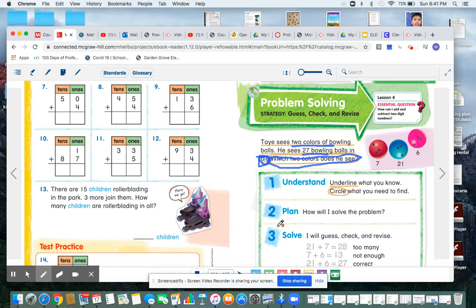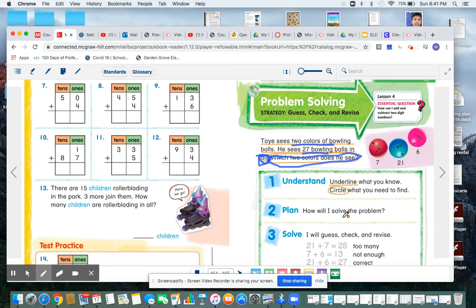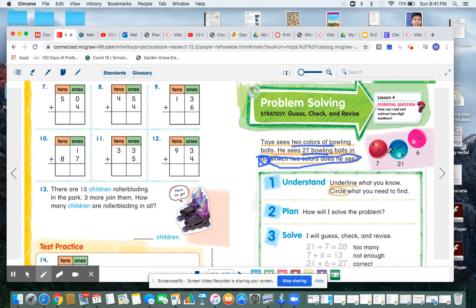How will I solve this problem? So I have to go back and look at which 2 colors he sees. I know that the total of the answer was 27. So I need to add 2 of these numbers to get the number 27. So I'm going to plan to add 7 and 21. I'm going to take a guess. I'm going to guess and check and see if that is my answer.